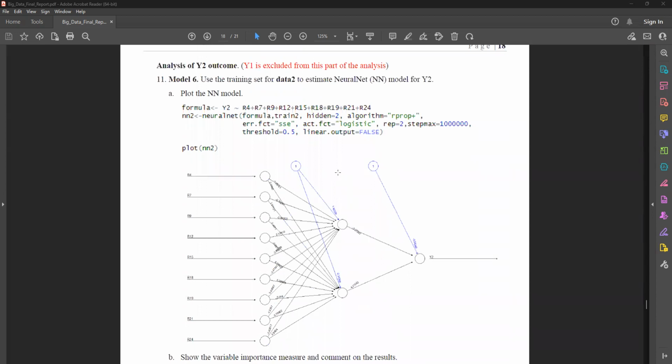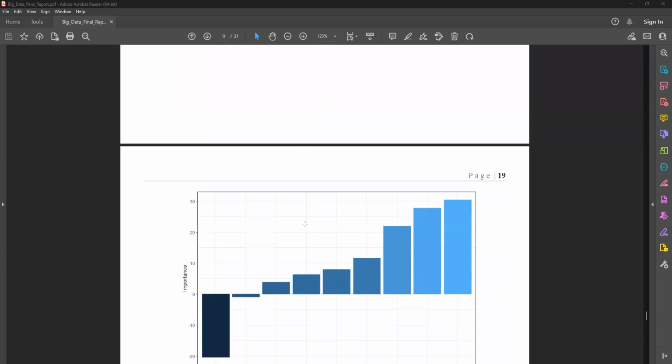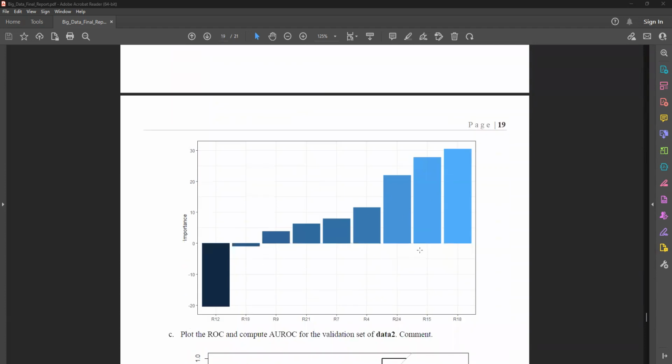Lastly, we have the neural net model. Here's a plot using the same variables. The variable importance measure is here. We can see that R18 and R15 still have the highest variable importance, same as the previous models, and then also R24.